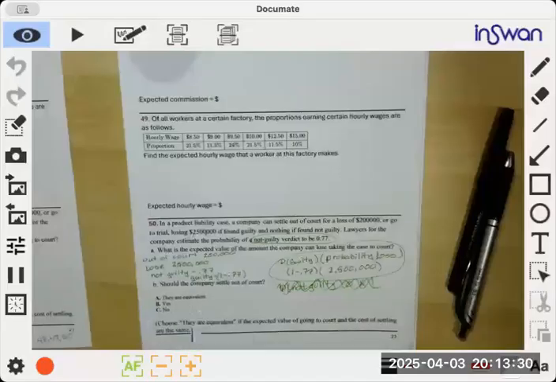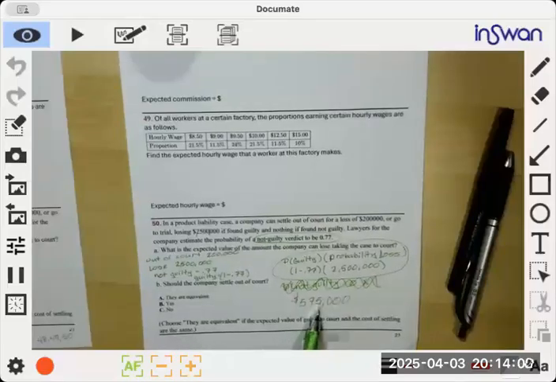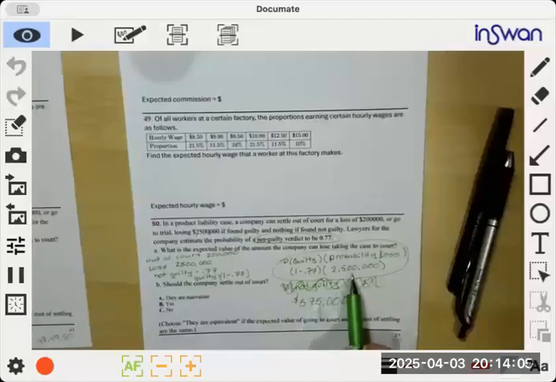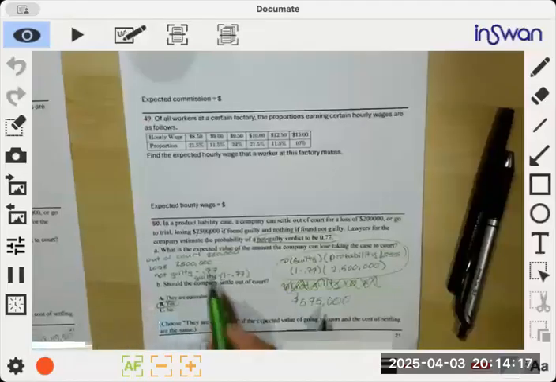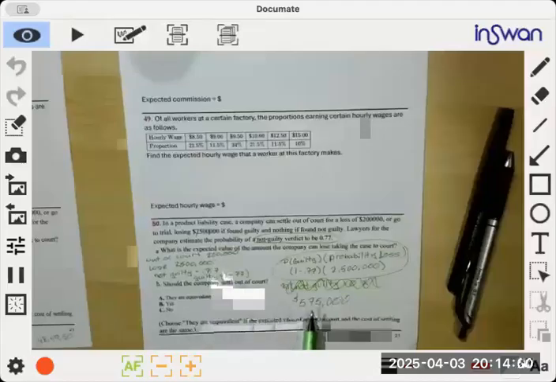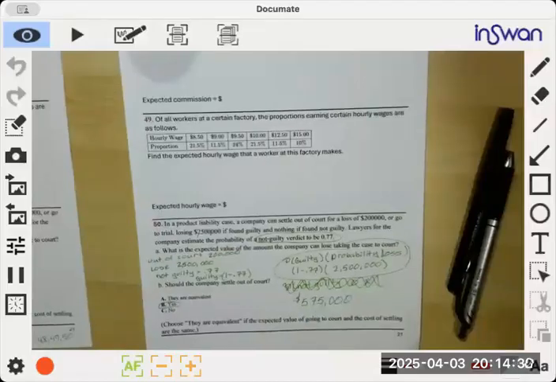So the two things are not equivalent, but I'd rather pay $575,000 than $2,500,000 if you go to court and lose. So yes, they should settle out of court and just pay the 200,000 rather than possibly 575,000. Okay, what number is next? This number 22.